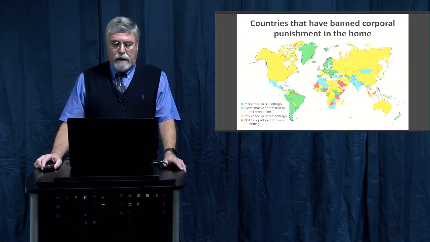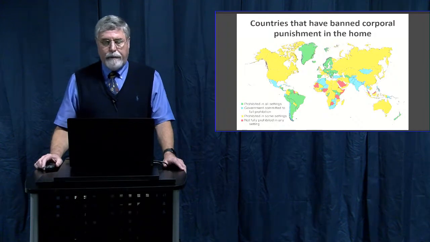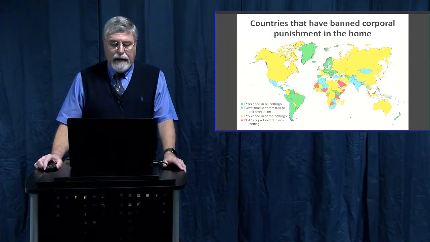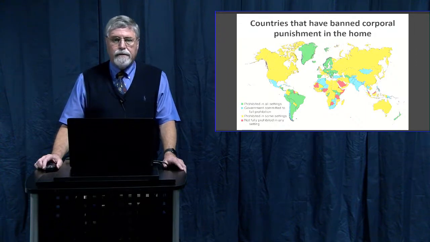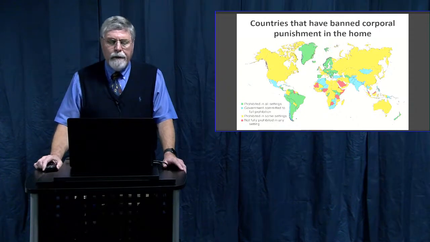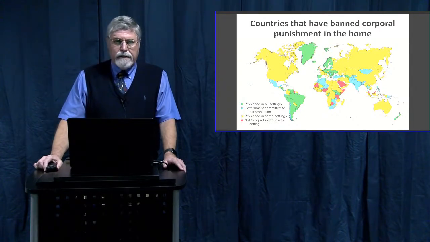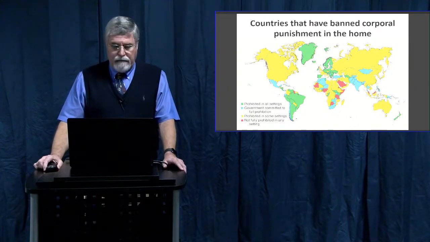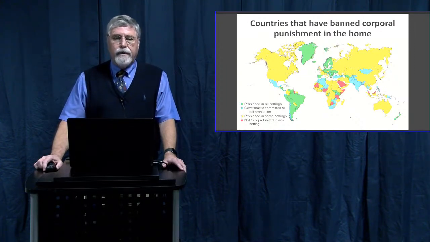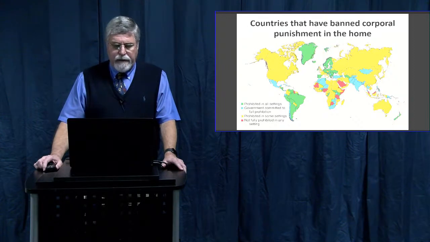The first country to ban corporal punishment in the home was Sweden in 1978. At the time, their incidence of corporal punishment in the home was identical to the United States, somewhere around 75, 80%. In the decades since, they have had marked declines in physical abuse in the older children, meaning past the year of age. They still have problems with the infants and abusive head trauma in the under a year of age.